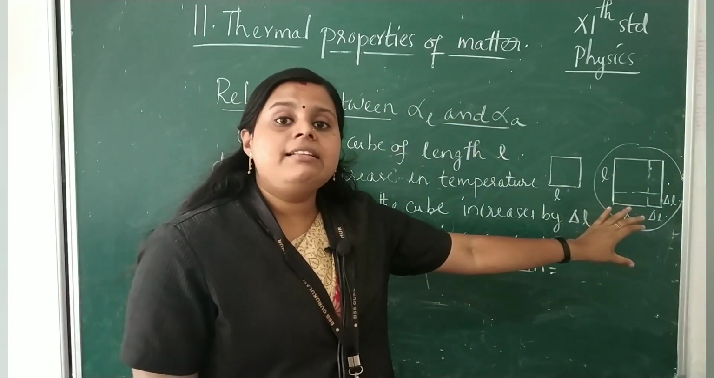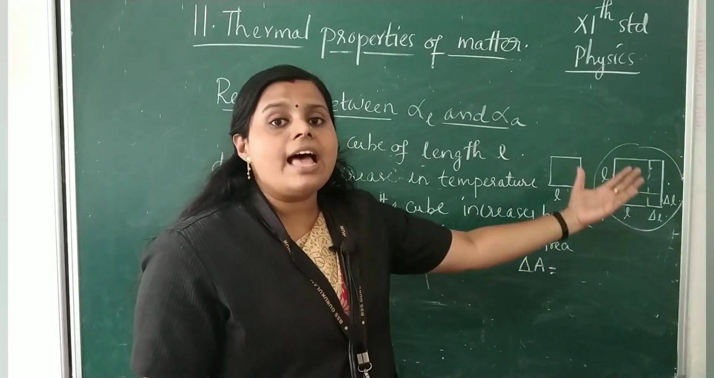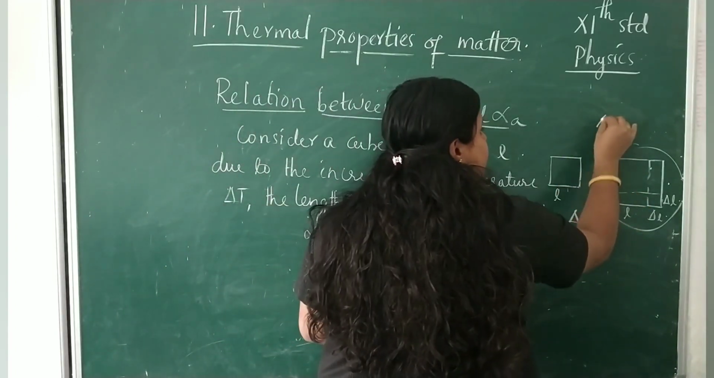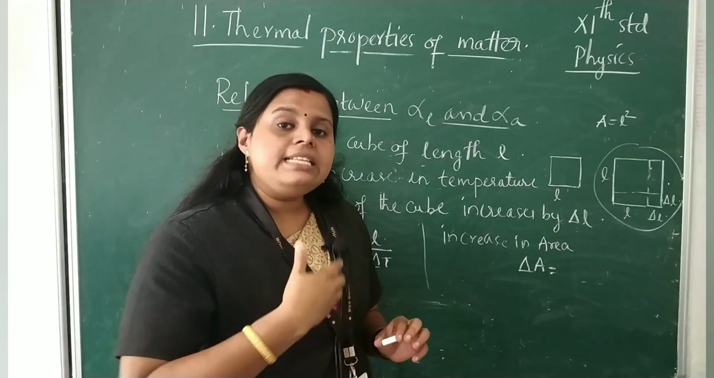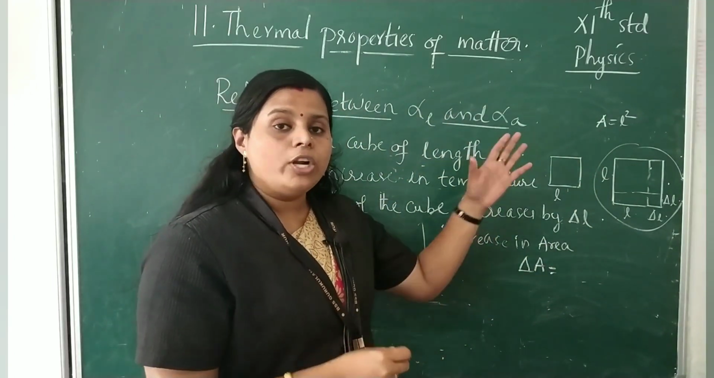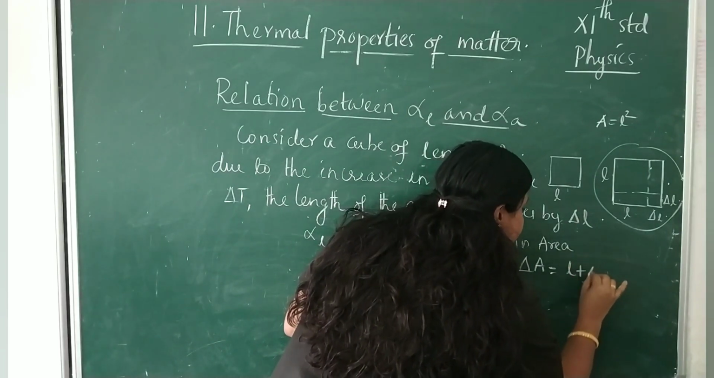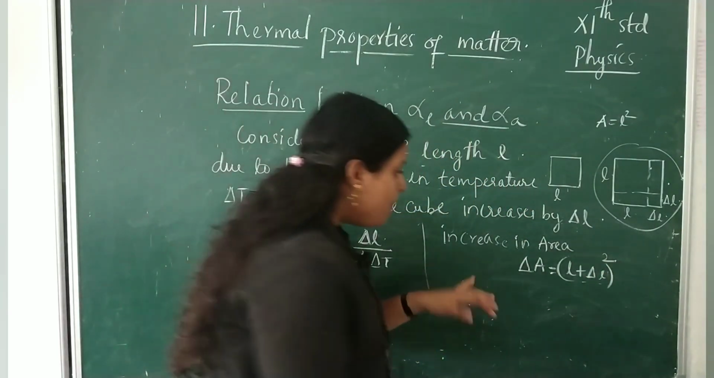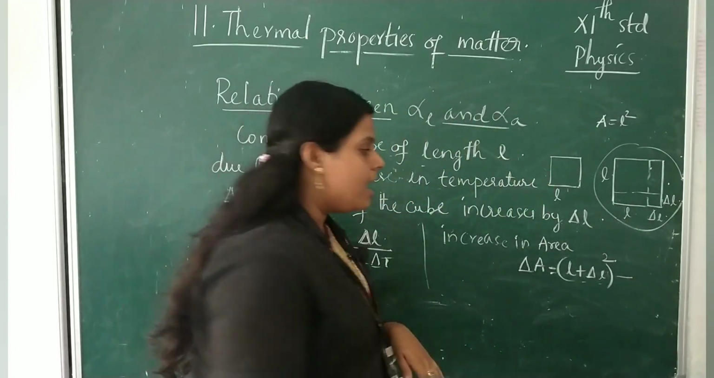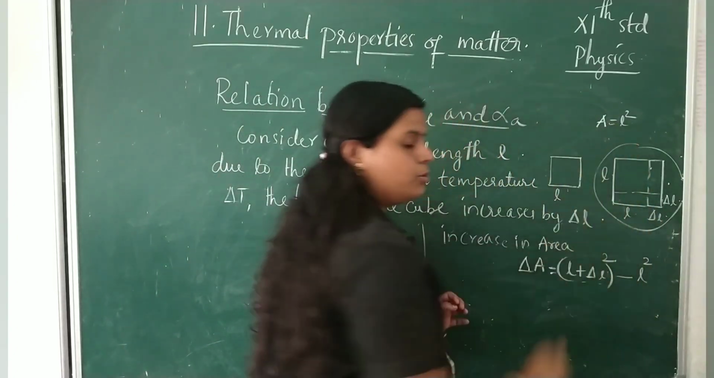Yes, L length ഉള്ള ക്യൂബിന്റെ സൈഡ് ഡെൽറ്റ L ആയി ഇൻക്രീസ് ചെയ്തു. സോ ഏരിയ എന്ന് പറയുന്നത് ഇനിഷ്യലി ഇറ്റ് ഇസ് L സ്ക്വയർ, റൈറ്റ്? അപ്പൊ അവിടെ ഡെൽറ്റ L ഇൻക്രീസ് വന്നു കഴിഞ്ഞാൽ what about the area? Yes, the final area is L plus delta L whole square minus what about initial area? That is simply L square.